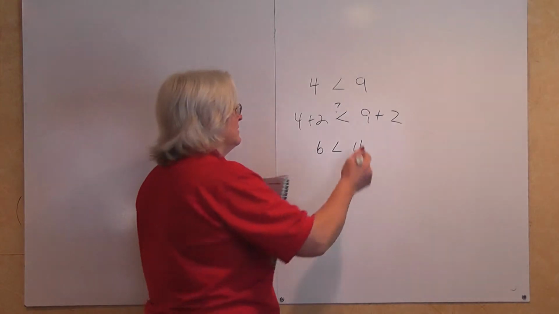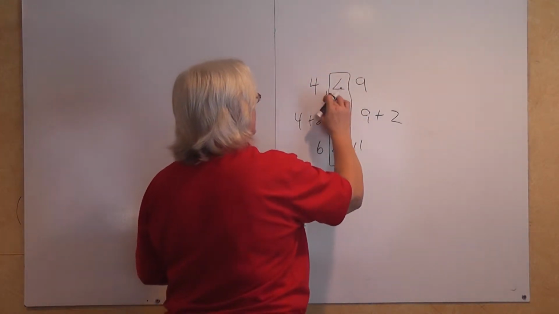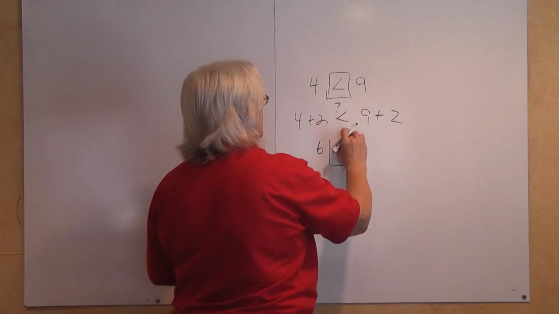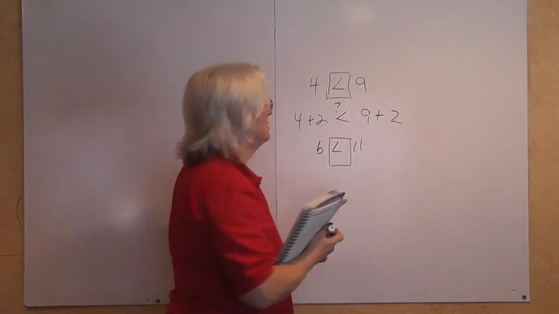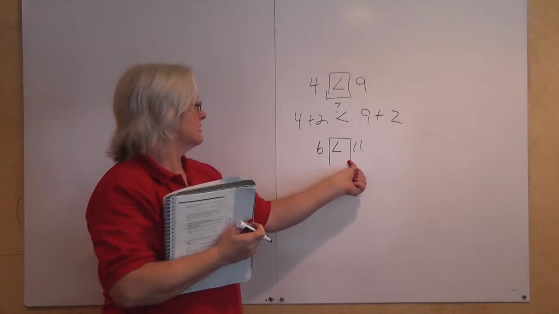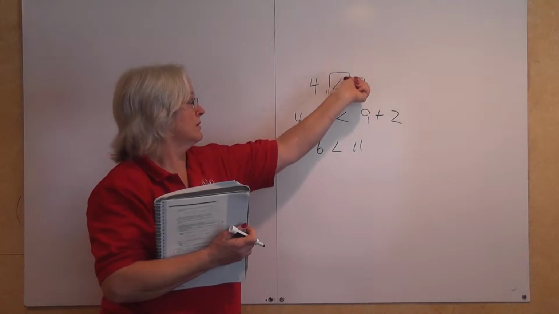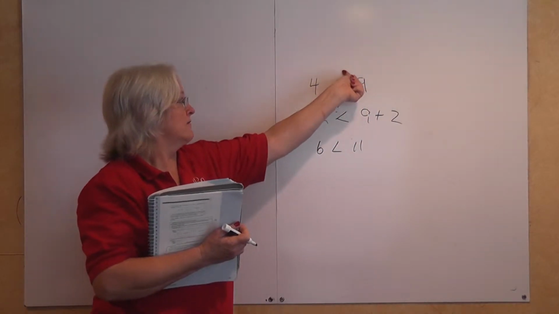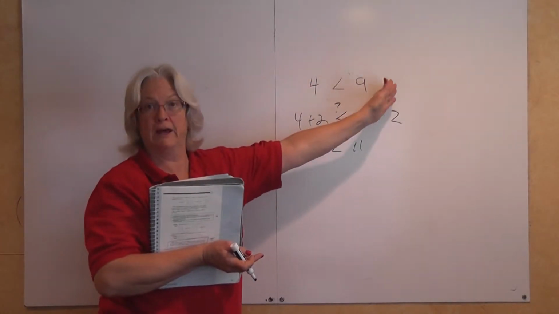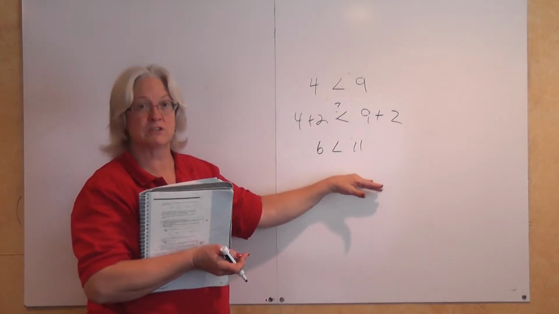And you see, the whole way down here we have less than. When you perform your operation of addition, the inequality is in the same direction. 4 is less than 9. 6 is less than 11. The order, if you will, of that inequality symbol is still the same. The smaller number is on the left. You add the same quantity to both sides. The smaller number here is still on the left.